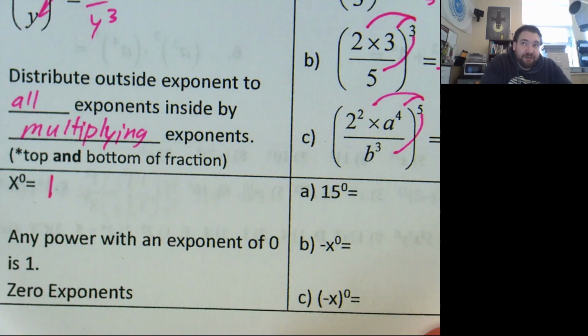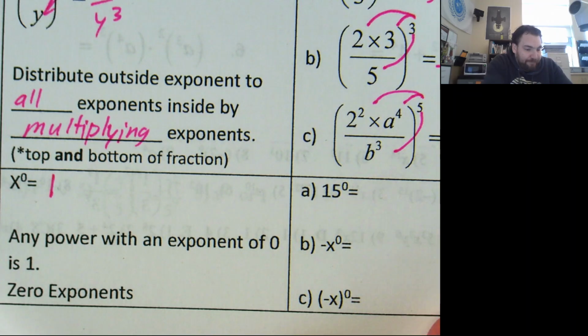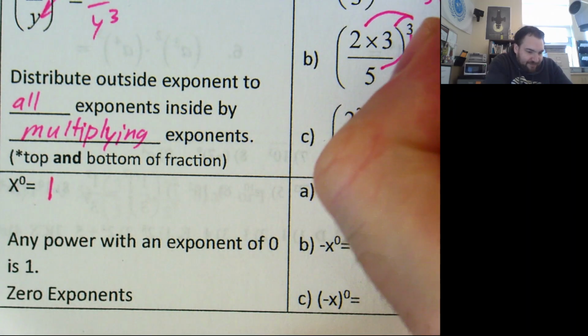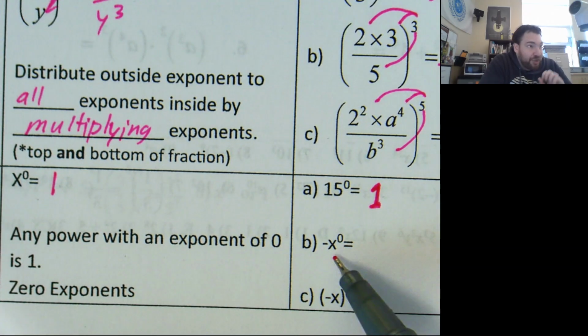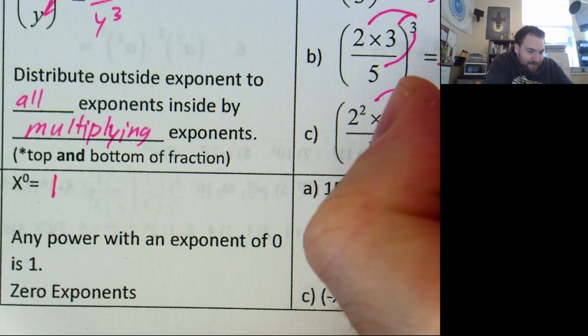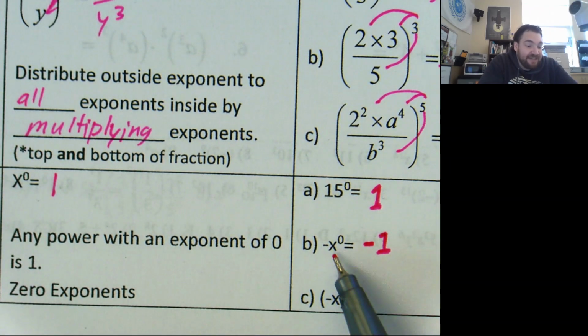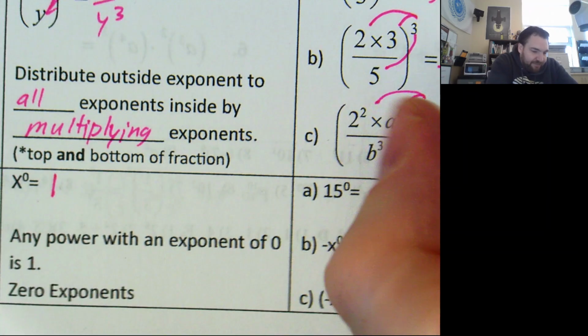Take a look at these three here. 15 to the 0 is going to be? 15. Nope. 1. This one with no brackets, -x to the 0 is? -1. Thank you, Jordan. When there are no brackets, that negative stays. And this last one here is going to be 1. Very good.